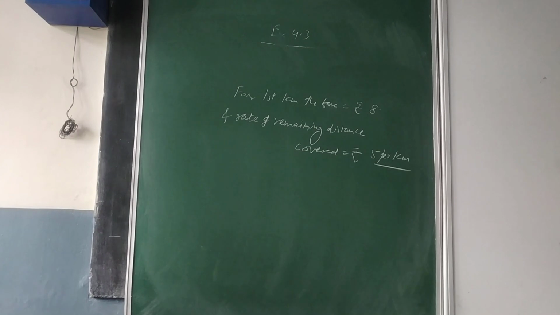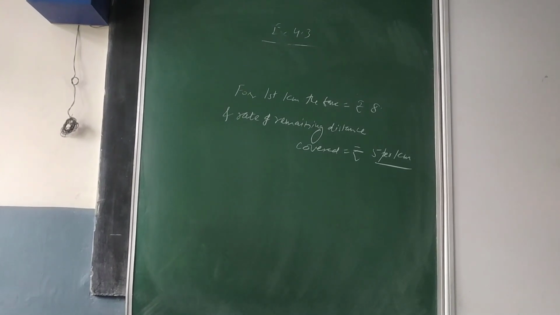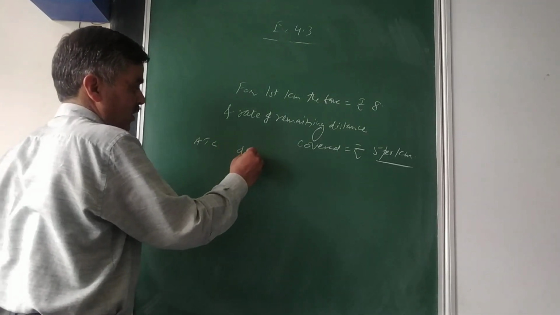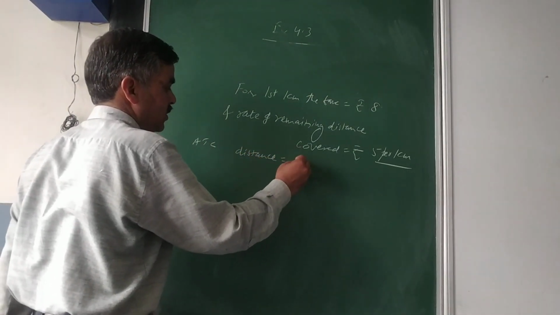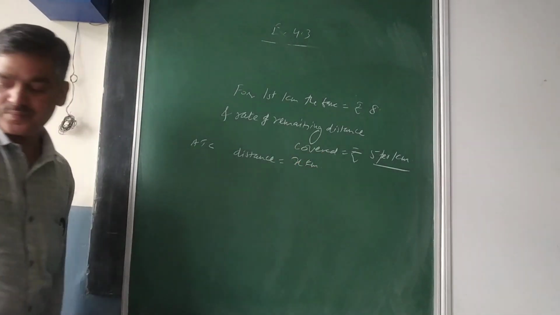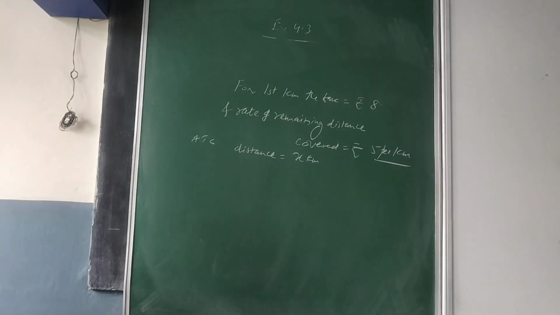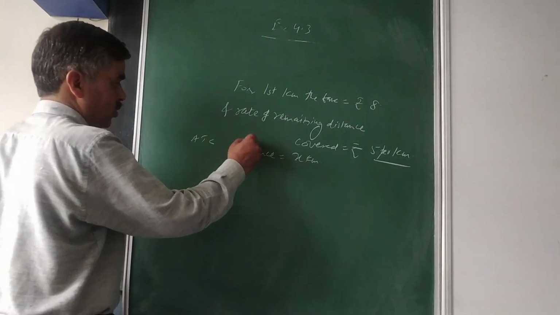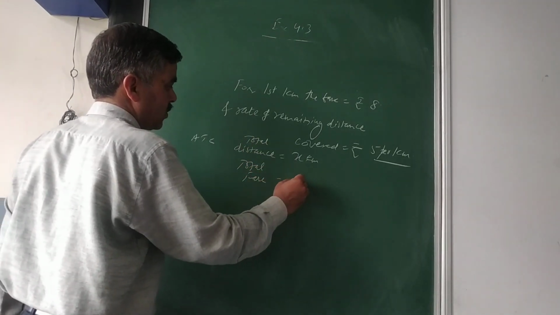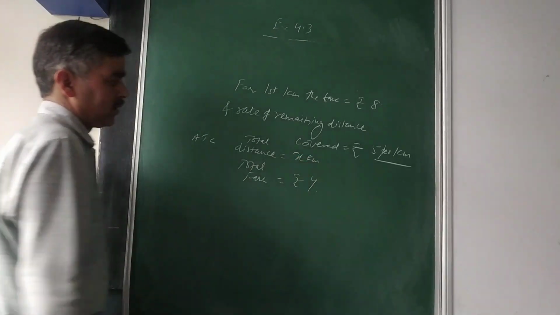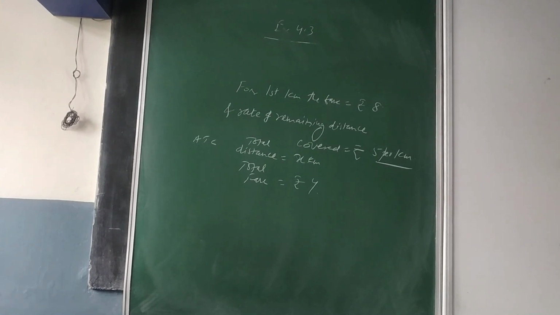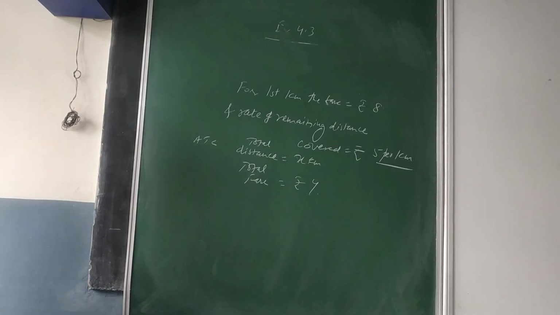And taking the distance covered as x kilometer, according to the conditions, the total distance covered is x kilometer. And the total fare is rupees y. This is the information given to you in the question. Now you need to write a linear equation for this information and then draw the graph.